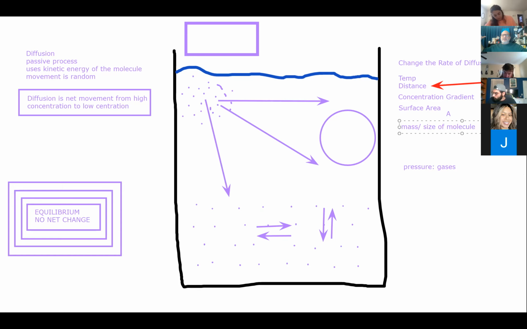What diffuses faster, big molecules or little molecules? Little molecules, absolutely. Excellent. So those are five. Let's see what I came up with on my list from the lecture.